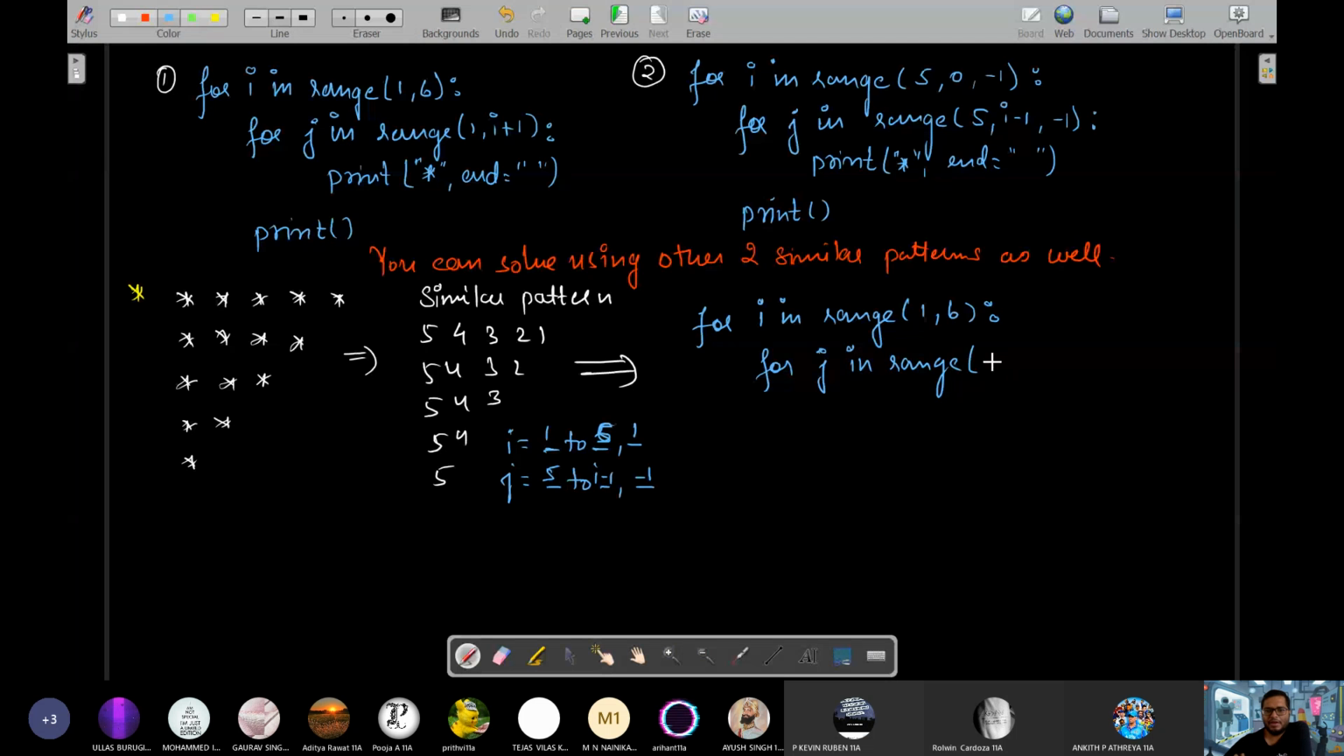Okay, so this is 5 to I minus 1. This will be minus 1. When step is 1, you need not give it. When it is minus 1, you must give it. Okay, here when printing, what we will do? We'll replace j with the character. Now I hope you will be able to do pattern types which are similar in nature to numeric ones.